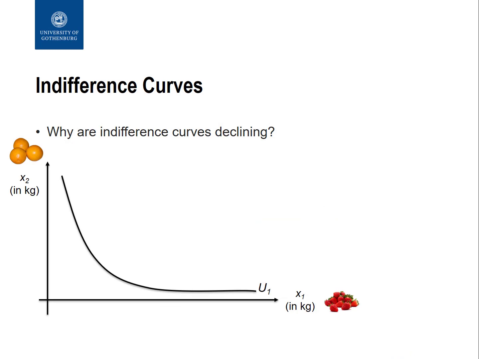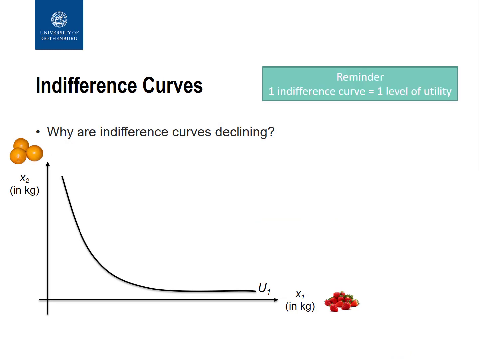By the way, why are these indifference curves declining? Remember that one indifference curve corresponds to one level of utility. So there is the same level of utility all along the indifference curve. Now I give you the intuition. Imagine you are endowed with 3 kilos of strawberries and 2 kilos of oranges, which corresponds to point A on utility level U1.